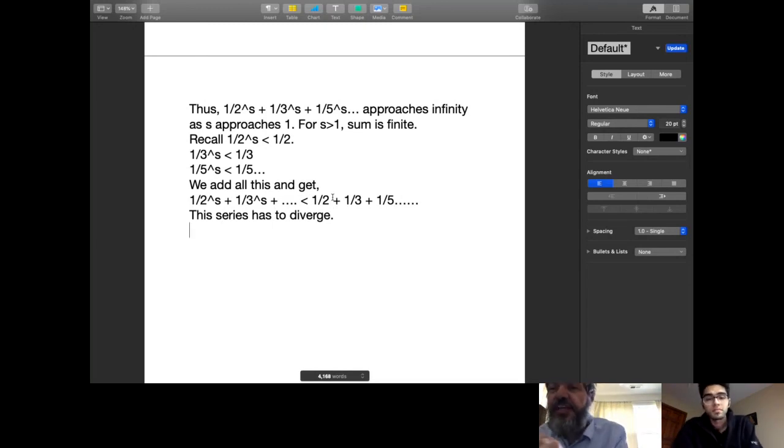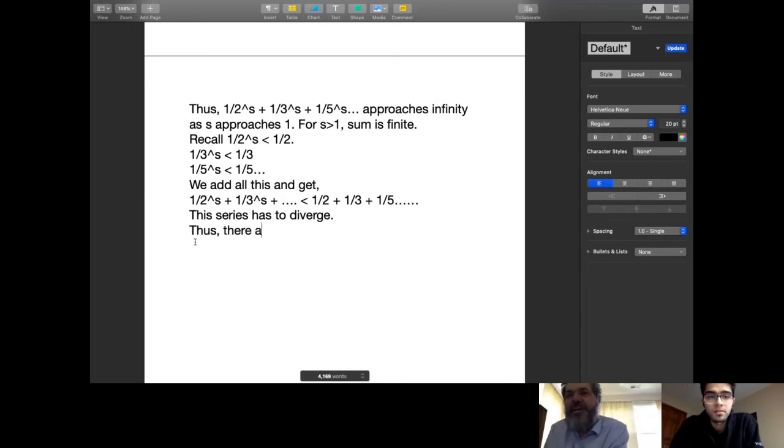This series on the right has to diverge, because if it were convergent, say it converges to 10, then everything on the left side is less than 10. Or if the sum 1 over 2 plus 1 over 3 plus 1 over 5 and so on is bounded, less than 1,000,000, it means that for all s, the sum on the left of this inequality is less than 1,000,000. So it cannot approach infinity, which is what we proved before. So that was the contradiction. So the series diverges.